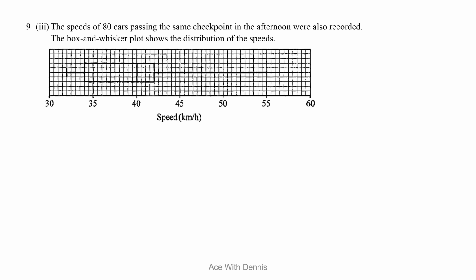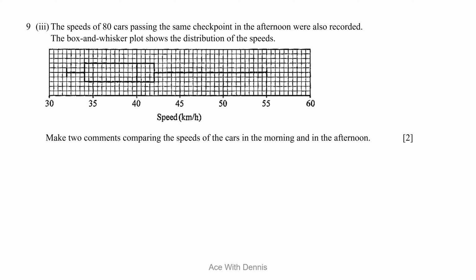Part 3. The speeds of 80 cars passing the same checkpoint in the afternoon were also recorded. The box and whiskers plot shows the distribution of the speeds. Make 2 comments comparing the speeds of the cars in the morning and in the afternoon. 2 marks. Right, so to answer this question, usually we want to compare the median and the interquartile range. So let's study the box and whiskers diagram first. So this number tells us the median, which is 40 kilometers per hour.